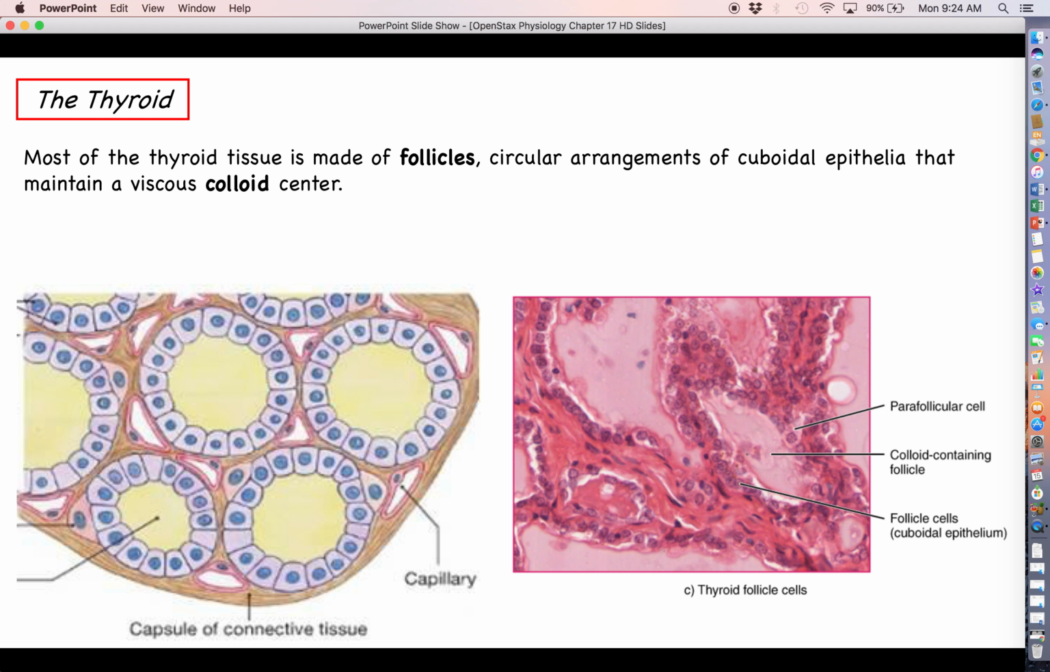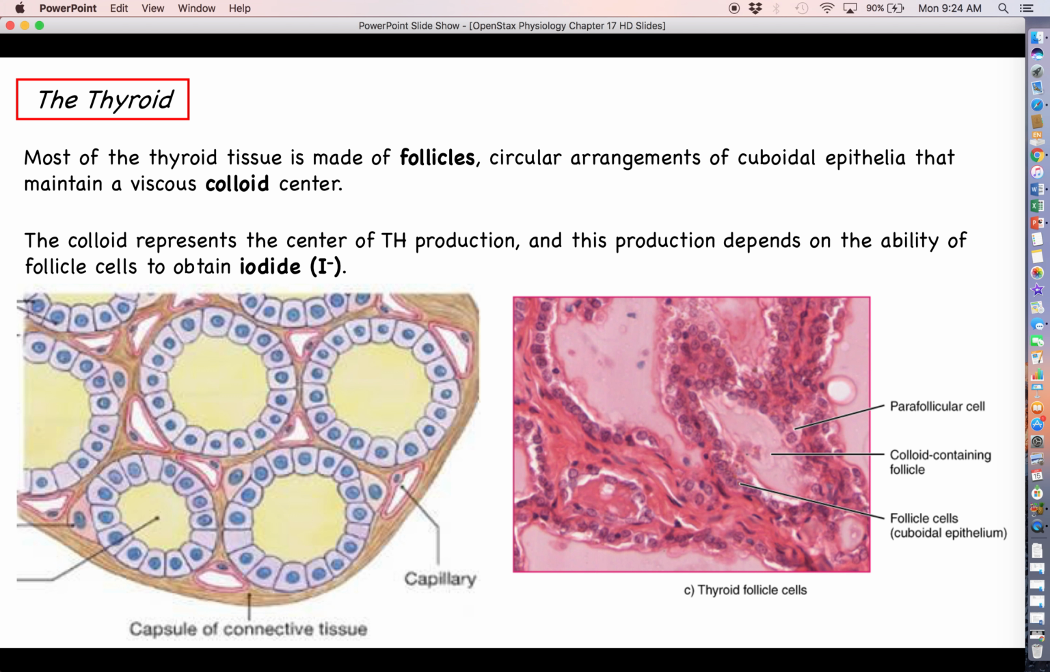And then very clearly here you can see infiltrating capillaries, and like I said, it's good to know that the blood supply is so close by, because once a hormone like thyroid hormone is made, you need to get it into the blood if it's going to act like a hormone. So the colloid represents where thyroid hormone is produced, and this production impinges on one very important point. These follicular cells that surround the colloid have to be able to absorb iodine from the blood.